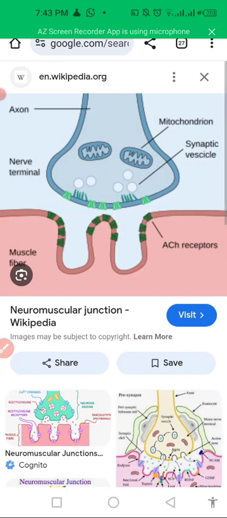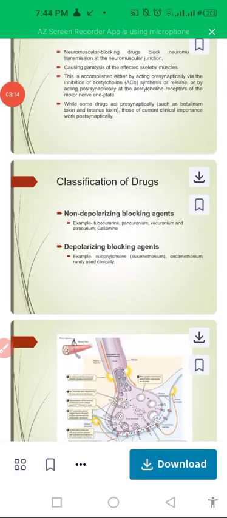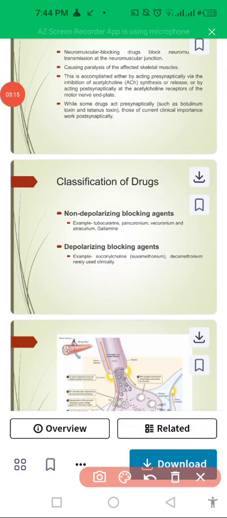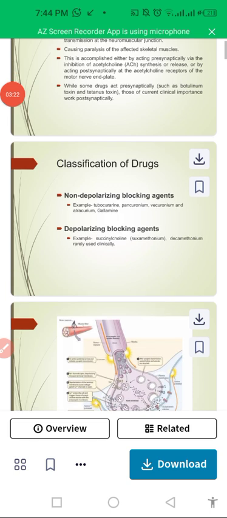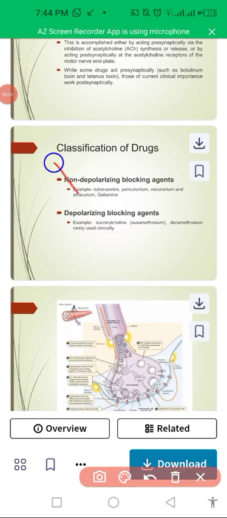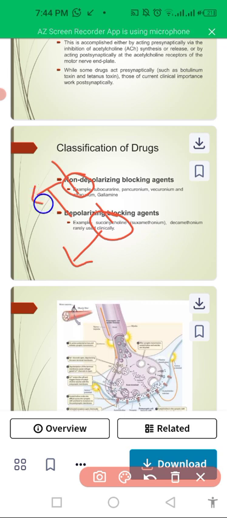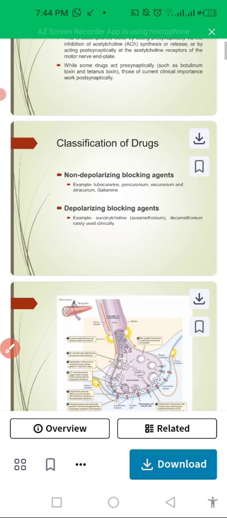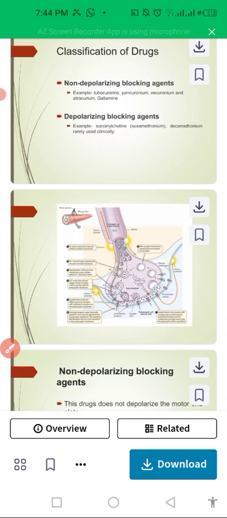As you can see here, the nerve terminal and acetylcholine receptors are there. As I told you, there are two types. Non-depolarizing agents are atracurium, and depolarizing agents are succinylcholine. The side effect of succinylcholine is fasciculation, and the side effect of atracurium is histamine release and bradycardia. So these are depolarizing and non-depolarizing agents.